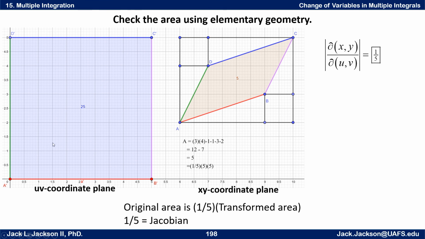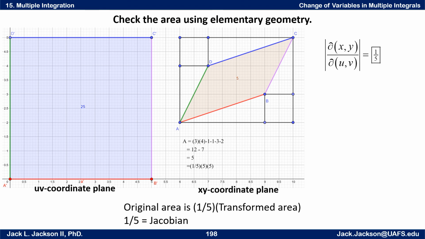And notice that is 1/5 of this, which is just 5 times 5. It's 25. 1/5 of that is 5. So at least it does work out in this particular case. So in this case, you can see that that Jacobian of 1/5 is what we needed to adjust for the fact that we stretched and expanded this region as well as transforming it from a parallelogram to a rectangle.